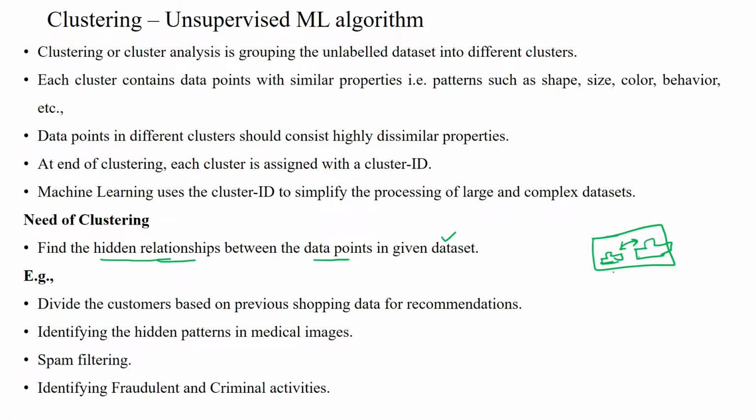What is the relationship between these two objects based upon the pattern? Here we are using the shape pattern. If I want to find one more object with a circle pattern, this is a different object, a different group. So we can find the hidden relationship between given data points.